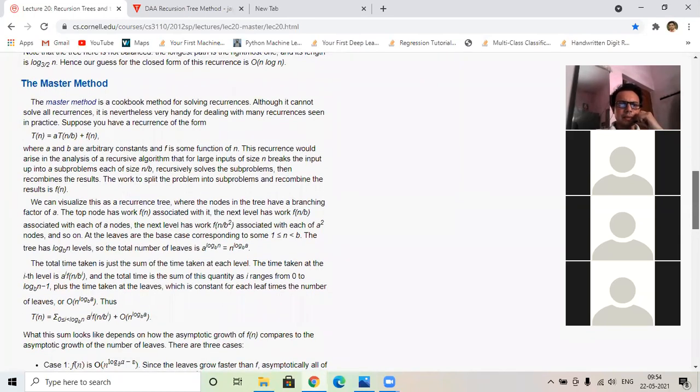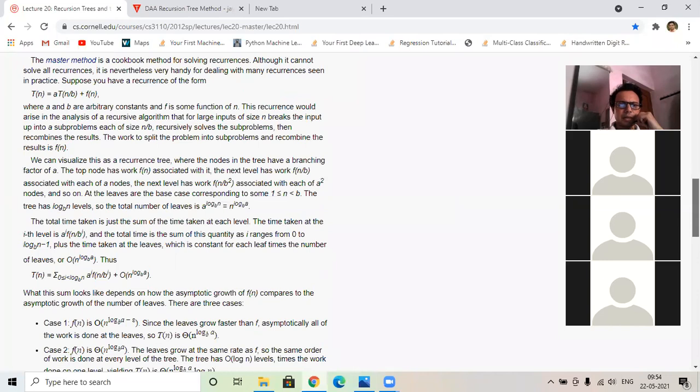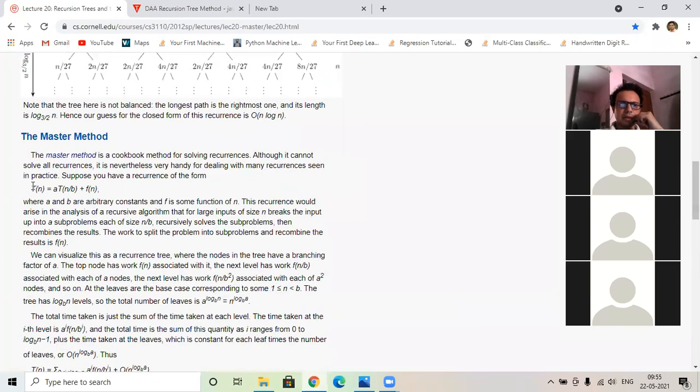So here, as for example, the recurrence relation must be given in this form: T(n) = a T(n/b) + f(n). It must be in this form. If it is not in this form, you cannot solve this recurrence relation using the master method. Mind it.